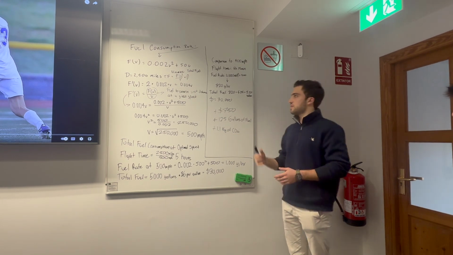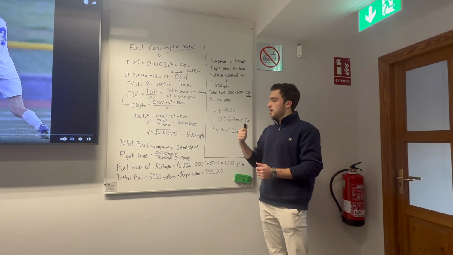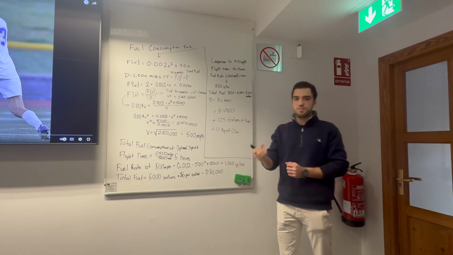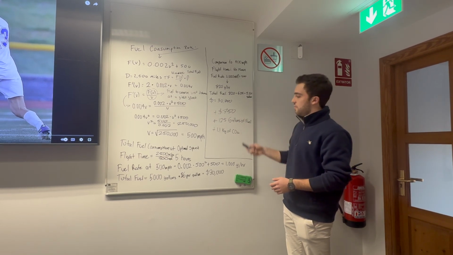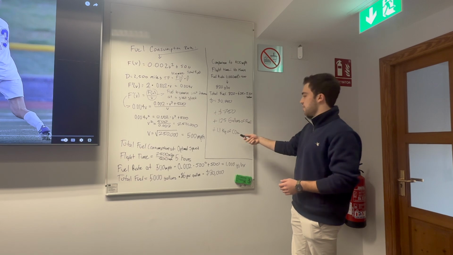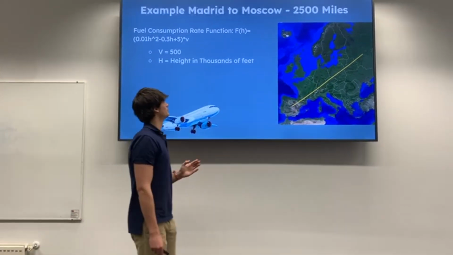What does this mean? That optimizing fuel consumption and optimizing to find the ideal speed to travel is gonna make the company more profitable, but also reduce our environmental impact. Again, from Madrid to Moscow, 2,500 miles.